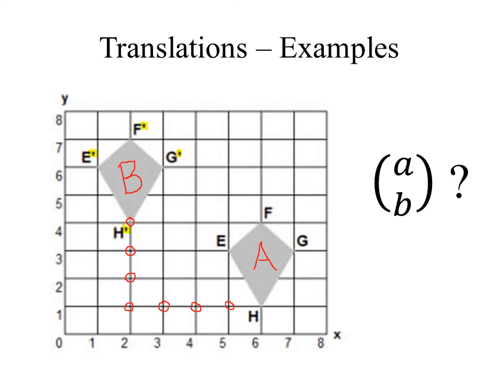Now, knowing that our diamonds here are labeled A and B, I want to ask you again, which one is the object and which one is the image? Think about that for a moment. Okay, A is the object. That is the original starting point. And B is the image, where that object moves to.